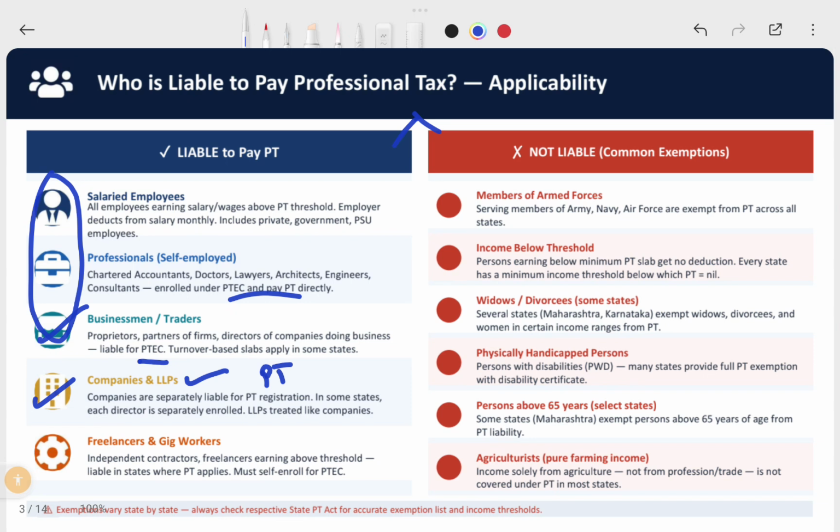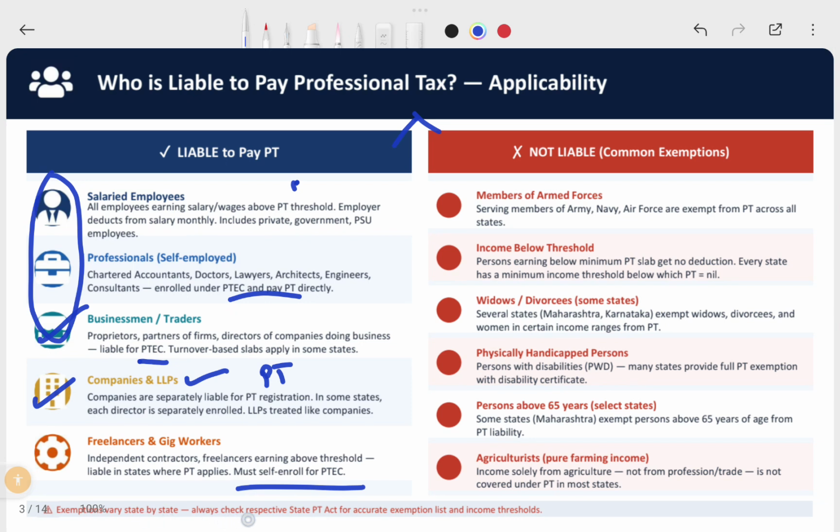Then freelancers and gig workers. Even though they are independent contractors, they must enroll for the PT enrollment certificate. They do not get the PT registration certificate, they get the PT enrollment certificate.